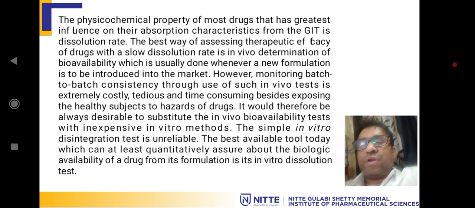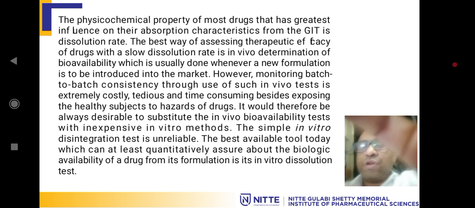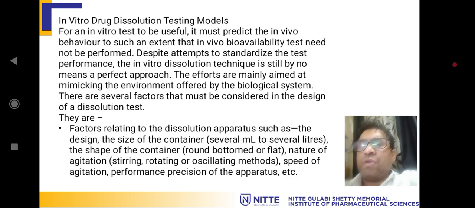The best available tool today that can at least quantitatively assure us about the biological availability of a drug from its formulation is an in vitro dissolution study. Now, in vitro dissolution testing models. For an in vitro test to be useful, it must predict in vivo behavior to such an extent that in vivo bioavailability tests need not be performed.